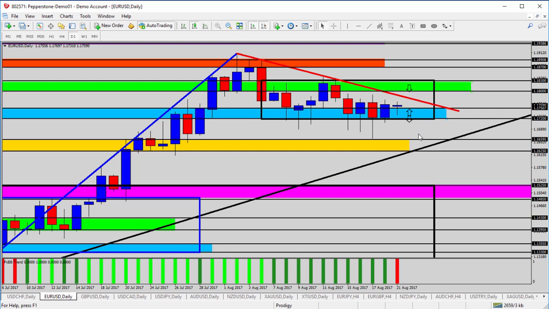116.25 is the yellow zone as our next support. So interesting area right around the blue zone, but currently support. Need to either see the bounce off or the breakthrough for the next move here on the euro dollar.